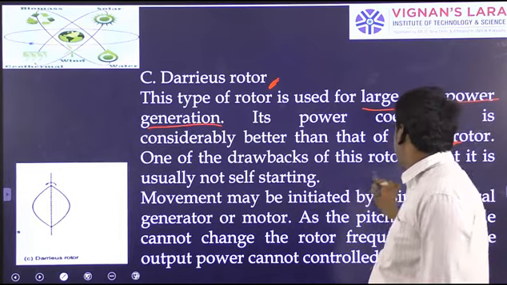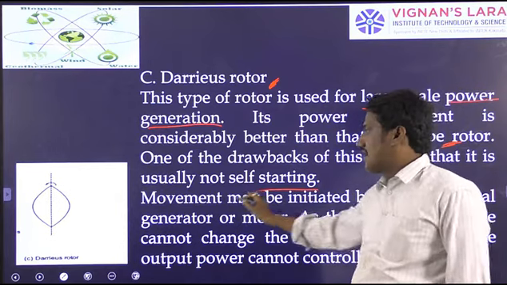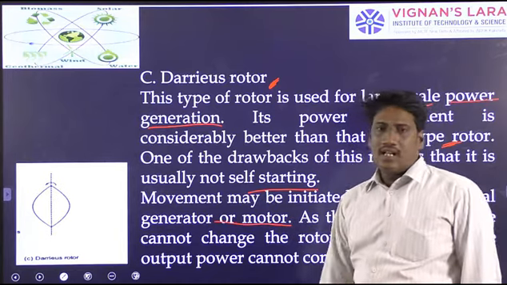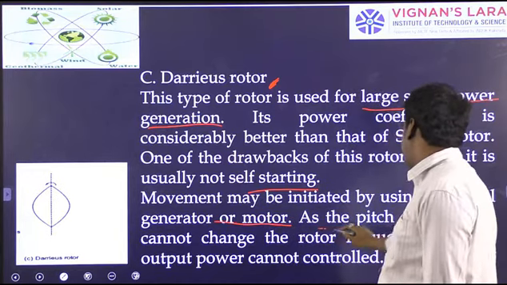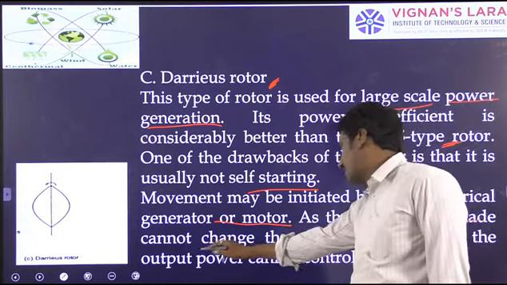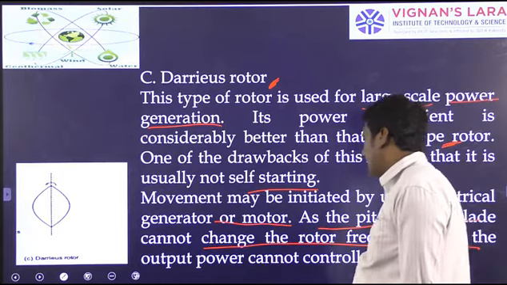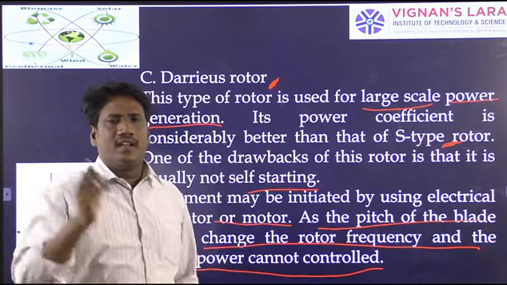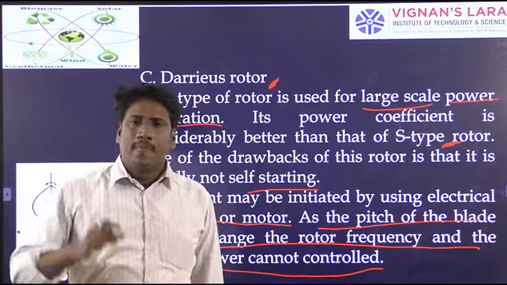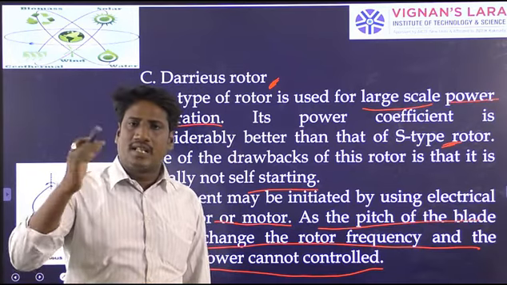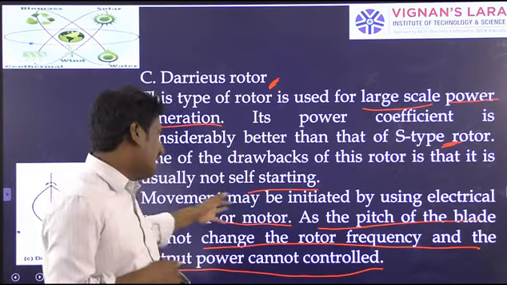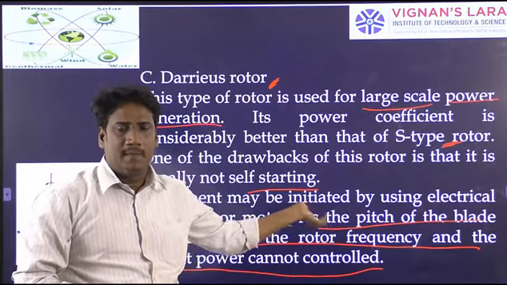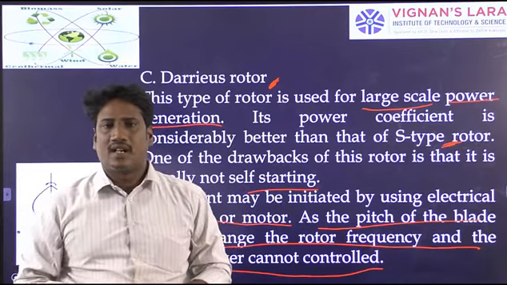One of the drawbacks of this type of rotor is that it is not self-starting. You have to use a generator or motor to start it. As the pitch of the blade cannot be changed, the rotor frequency and output power cannot be controlled. Generally in wind turbines, the output power and the frequency are controlled by changing the pitch. Here, as the two blades are fixedly placed, you cannot change the pitch, so you cannot change the output power and the frequency.